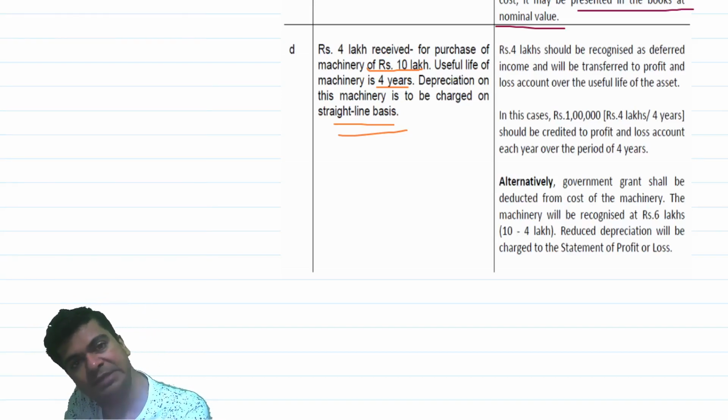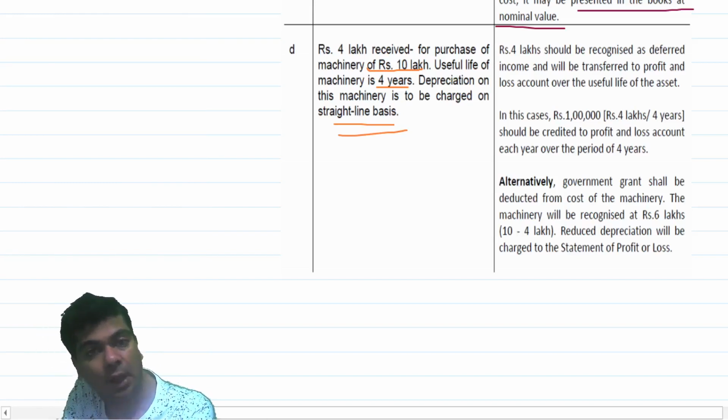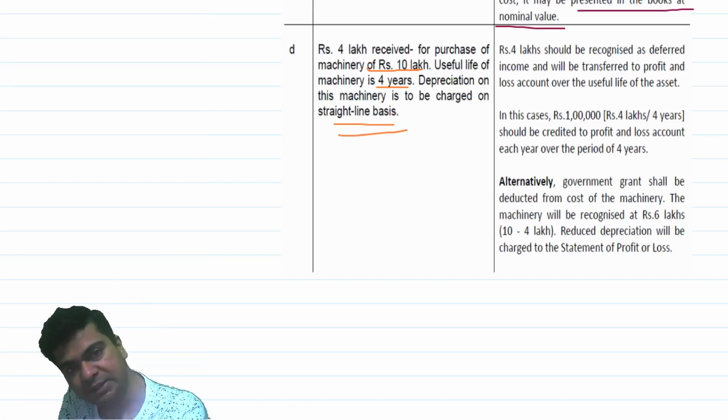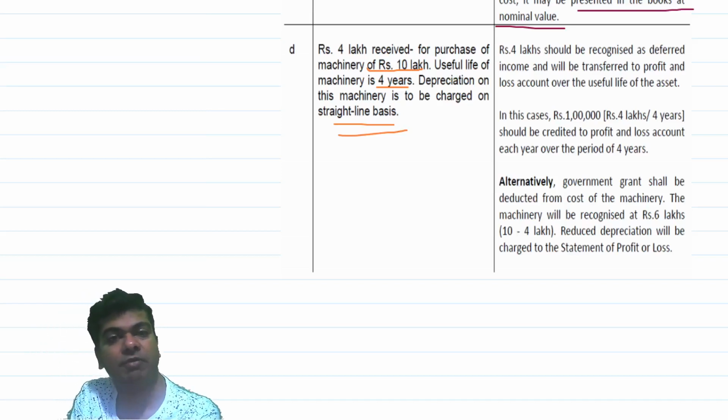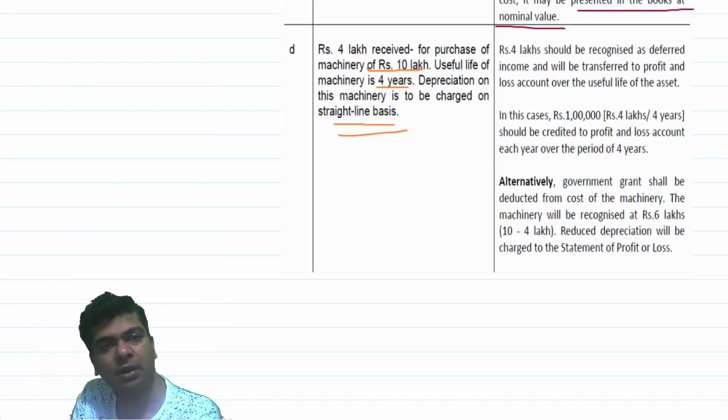4 lakhs will be set up as deferred income. Useful life is 4 years. So over a period of 4 years, we will take transfers to the P&L. Since it is straight line basis, I can say it will be 4 lakhs divided by 4. Every year 1 lakh will be credited to the P&L from deferred income.